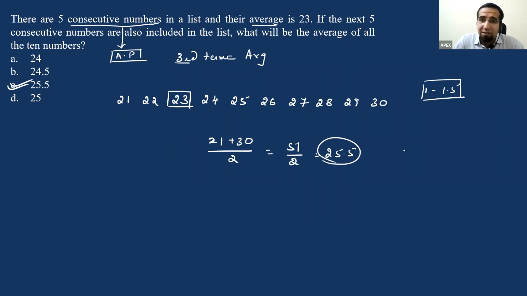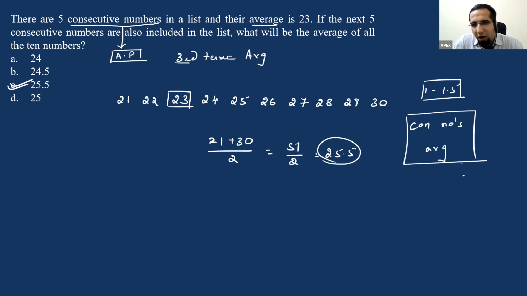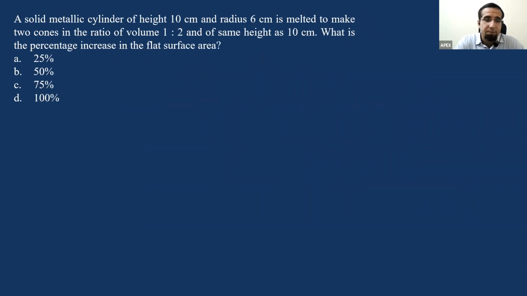Clear? But yes, when I see consecutive numbers and when I see average, when I see both of these, then you need to keep in mind that we are more or less looking at the average of a series in arithmetic progression. So if not, please go back and revise the formulas of averages. Clear? Now in this question, this is a very easy question, guys.